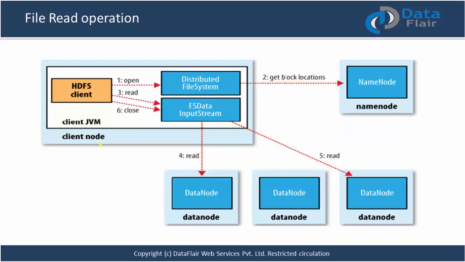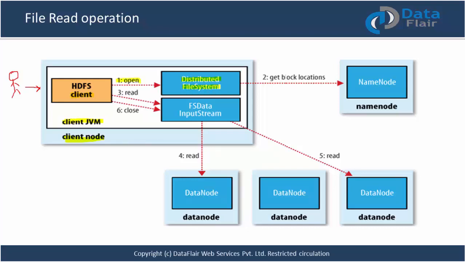Now let's drill down one more level and understand what happens at the API level. My end user is sitting here working on this machine, the client node. On the client node a JVM, a Java Virtual Machine, will be running, whether you run a command or a Java program. At the backend, my JVM will start, and the very first class that will come into the picture is the HDFS client class.